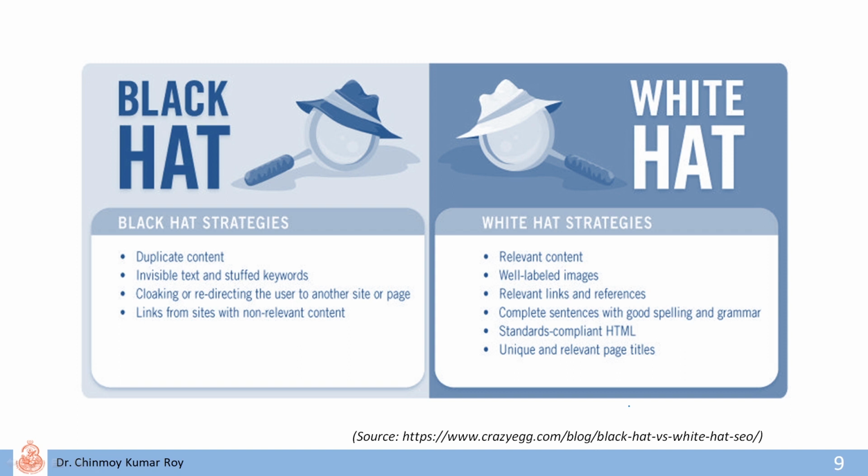Then again, black hat strategies include duplicate content, invisible text and stuffed keywords. Every web page might have architectural pages and site maps, but there is duplicate content on every sitemap, or they have created the sitemap but it is under maintenance. Then cloaking and redirecting the user from another site to your page is again very bad. Also linking from sites which do not have relevant content. Though these are going to improve your search engine rankings, the companies that do it do not always have to go to the extreme.